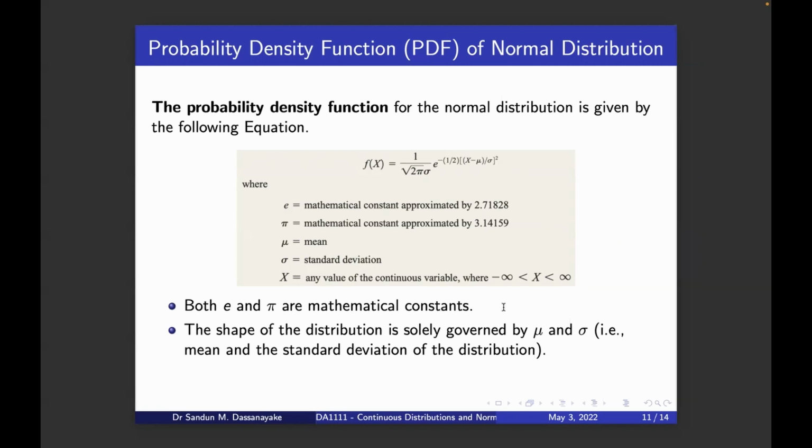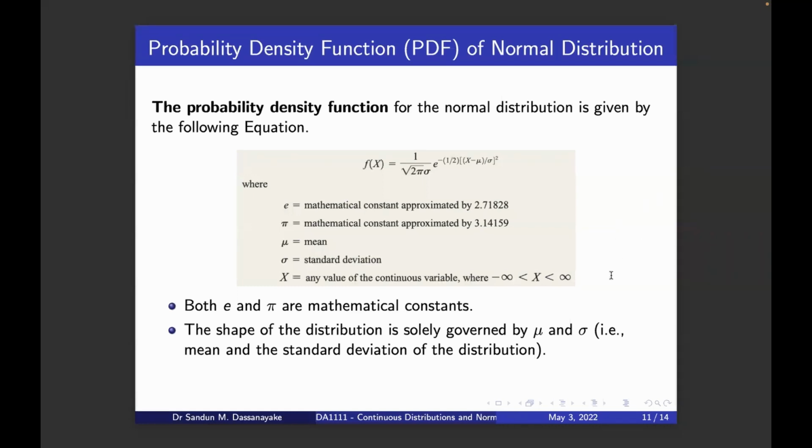Both e and pi are mathematical constants, whereas the shape of the distribution is solely governed by mu and sigma, because these are constants. It is like the case of ax square plus bx plus c: a, b, c will define the curve, right? So similarly, in this case also, 1 over square root 2 pi sigma e to the power negative half x minus mu over sigma square. The shape of this distribution will be governed by mu and sigma.